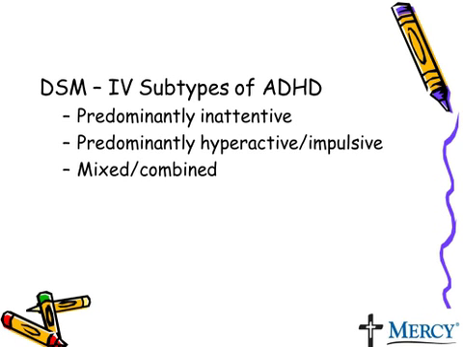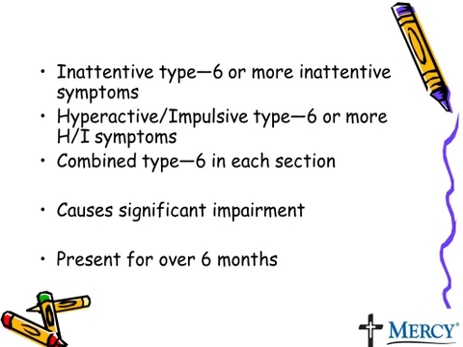Currently, there are 3 different subtypes. The first subtype is the predominantly inattentive type. The second is the predominantly hyperactive impulsive type. Third is a mixed or combined type. There are 9 symptoms of inattention and 9 symptoms of hyperactivity impulsivity.